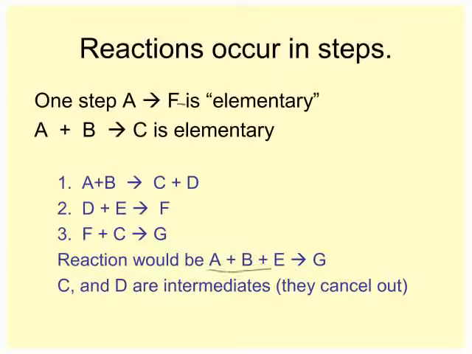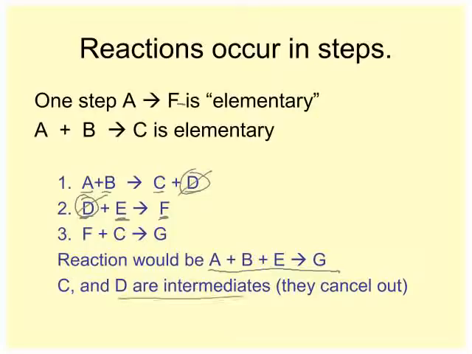For this reaction, A plus B plus E yields G. This has many steps. A plus B yields C plus D. Then D reacts with another reactant, E, to make F. Okay, so right now, notice how D was a product and then it's used up. That means D would cancel out.